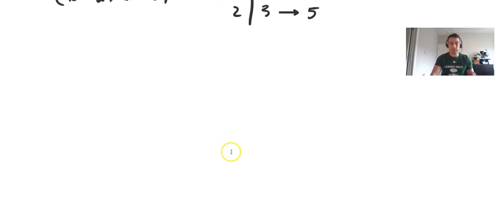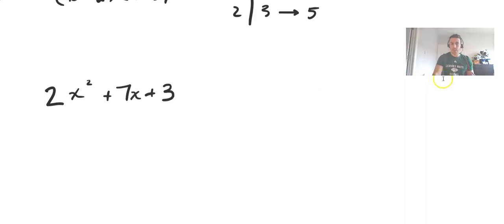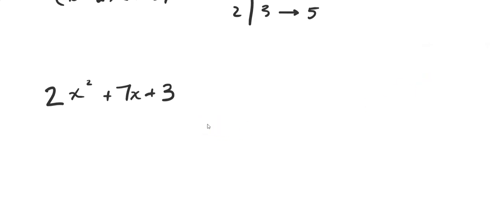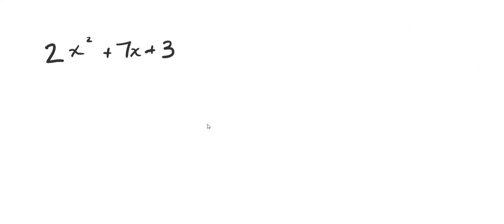However, what we're going to see is what happens when it is something other than 1. So let's take a look at an example. Let's say we had something like 2x squared plus 7x plus 3. If I said, all right, let's factor it, what would we do? Well, actually the process is pretty similar.